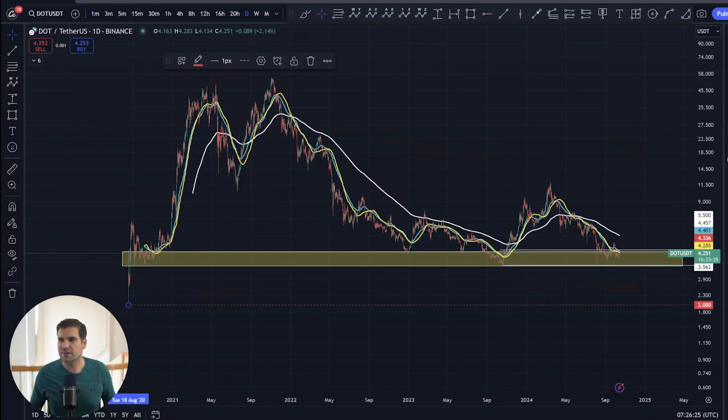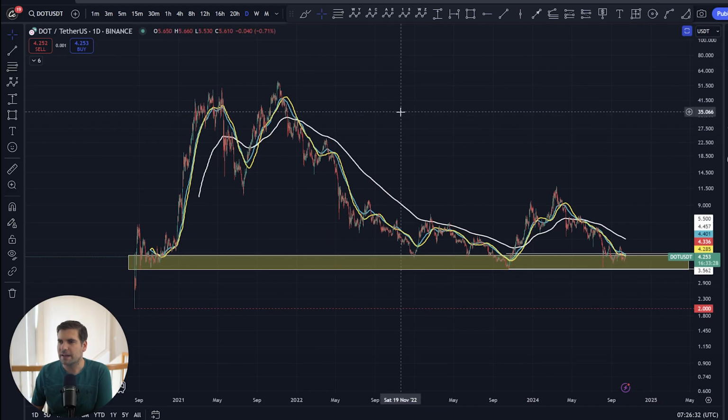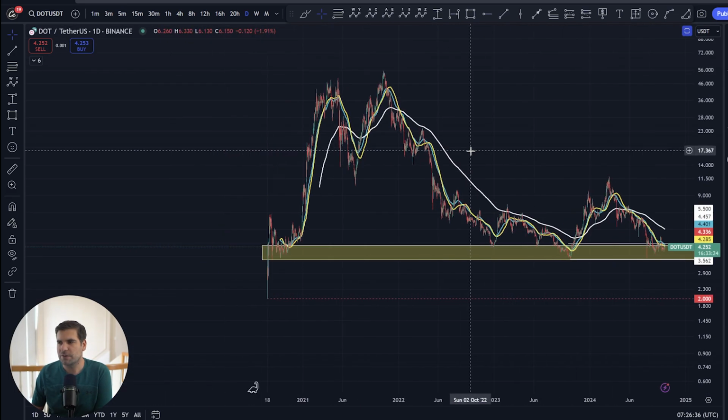And let's go ahead and take a look at what's going on with Polkadot. So here we have Polkadot paired up with USDT. We're on the 1-day Binance chart. Now, there's a lot to talk about in this chart. Okay, so we are going to clear up a few things to start with.